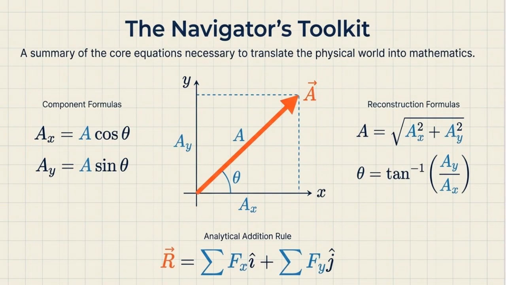Now that we have all the tools laid out, this summary helps us see how to break down a vector into its components along the x and y axes by using the cosine and sine of the angle it makes with the horizontal. We can then use these components to reconstruct the original vector's magnitude and direction through the Pythagorean theorem and inverse tangent function. Finally, when we're working with multiple vectors, the analytical addition rule tells us to add all the individual x components and y components separately to get the resultant vector. This toolkit simplifies moving between physical measurements and mathematical expressions, making it easier to analyze and solve problems involving forces or velocities.